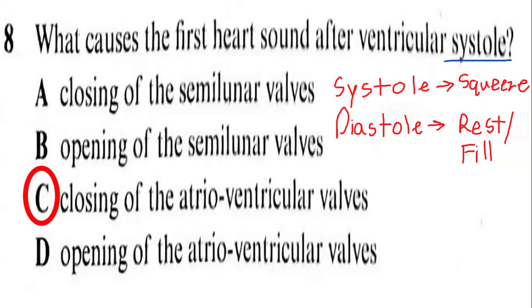Because think about it. You said it best, Rebecca. When you have the squeezing of the ventricles, let's say on the left side of the heart, it's going to force blood out of the left ventricle into the aorta, right? But we need the valves to close so that the blood won't come back. So that's the closing of the atrioventricular valves, which is C. Okay. So that's the answer for that one.